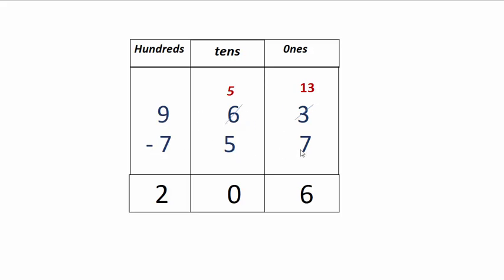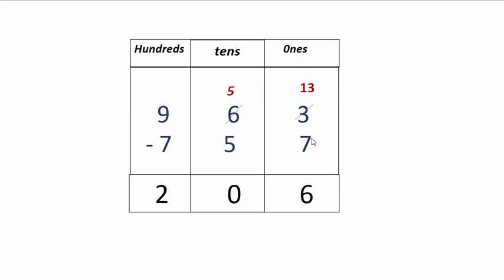963 minus 757. Again, 3 minus 7. 3 erasers. Okay, if you have 3 erasers, can you give me 7 erasers? No, of course. Ask your friend to help you. Mr. 6, can you give us one eraser, please? Yes, of course. He gave us one and he became 5, and we will become 13. Very good. And we will do the subtraction with the new numbers.